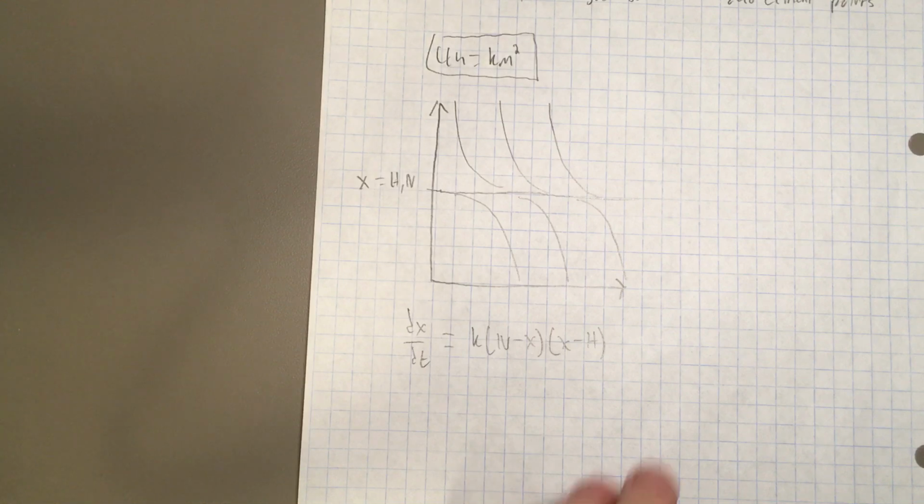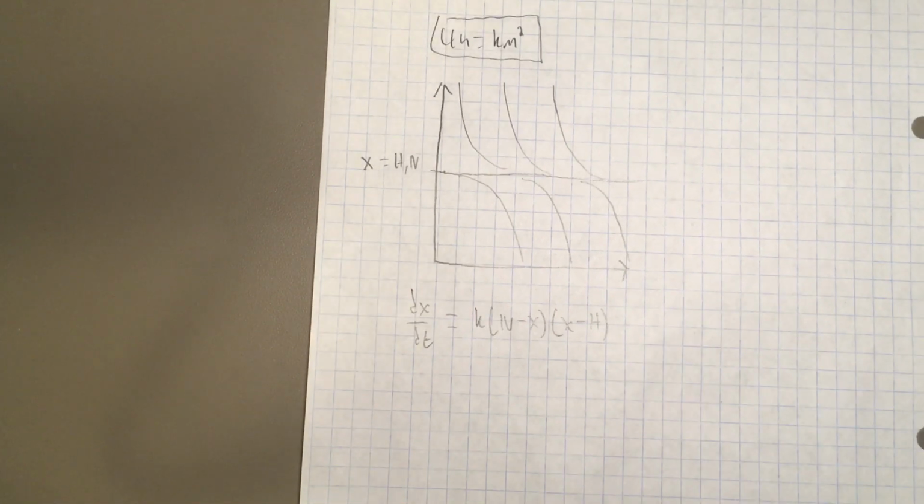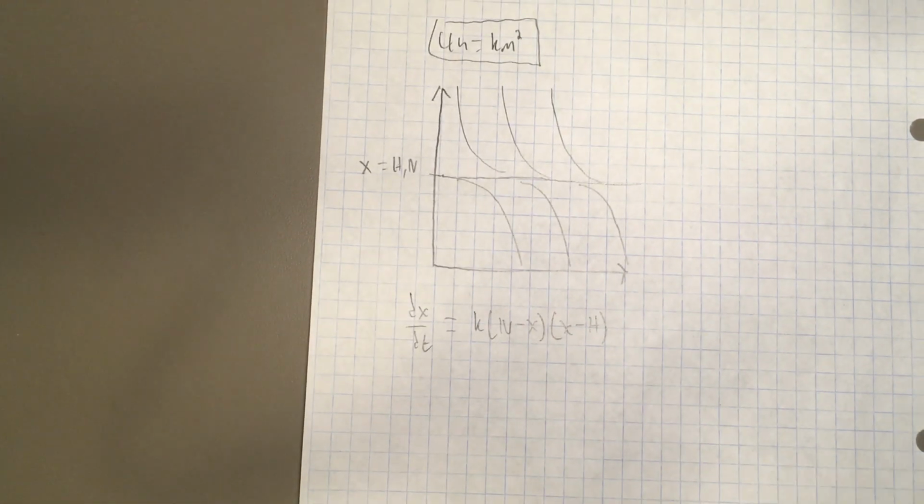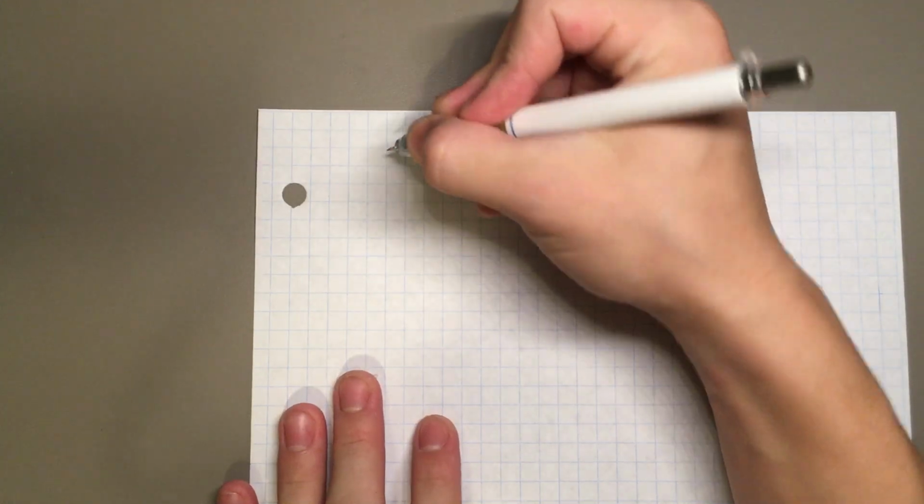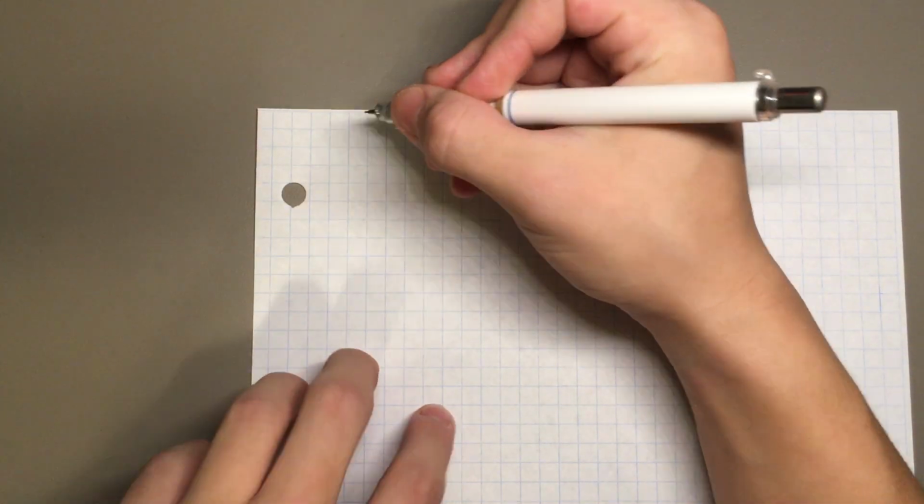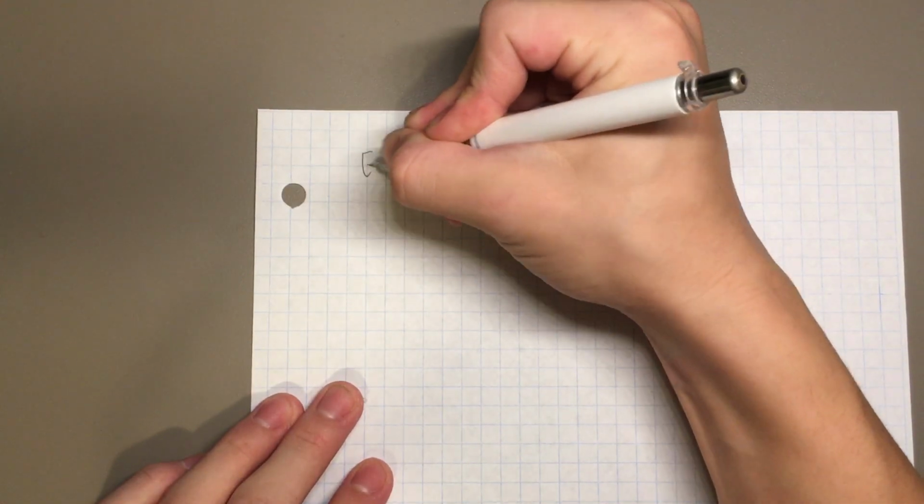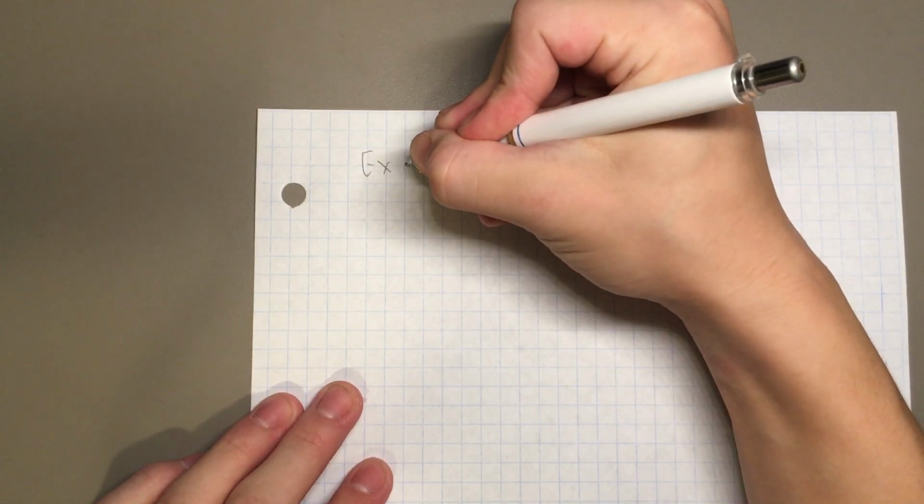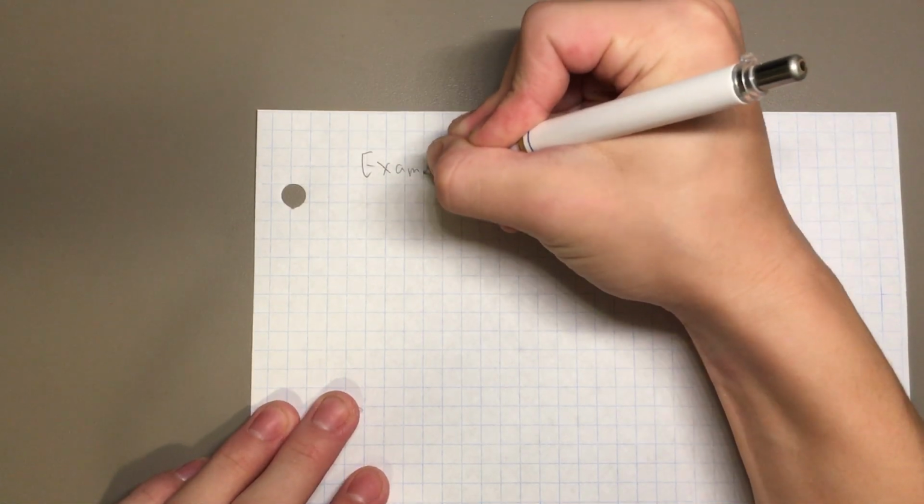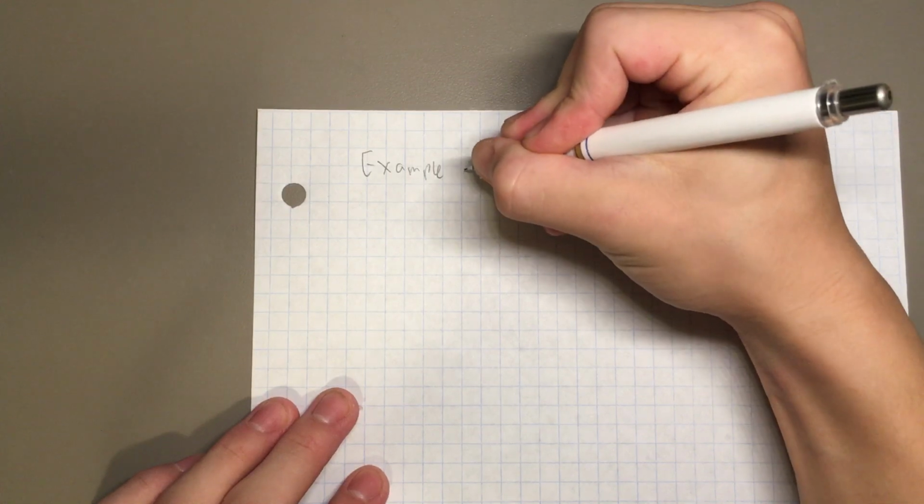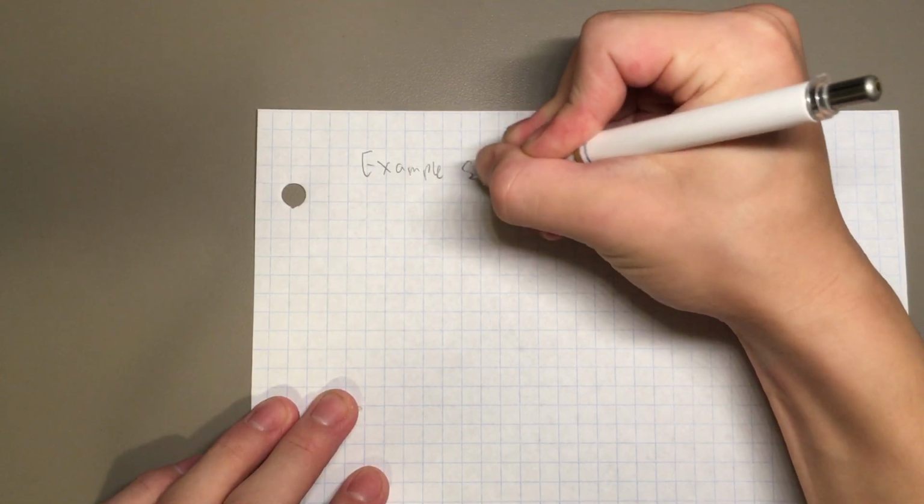And so on to example number 5. Let me get a new piece of paper real quick. All right, example number 5. In this example, we're pretty much going to use the equation that we just wrote, k times the quantity of n minus x times the quantity of x minus h. We're going to use that in a real world scenario.